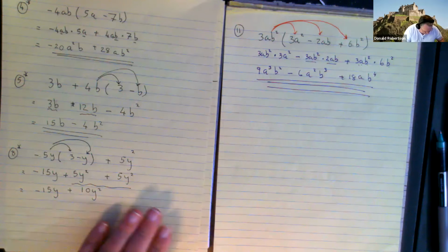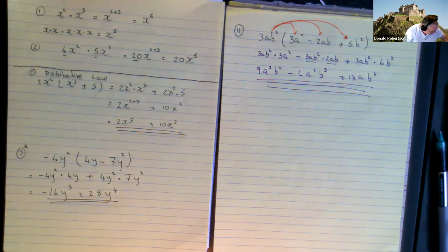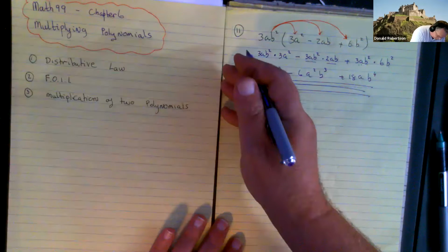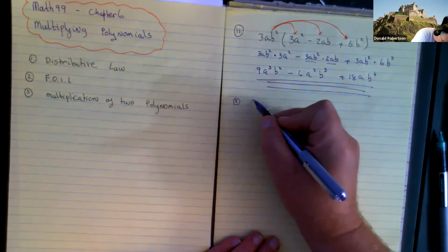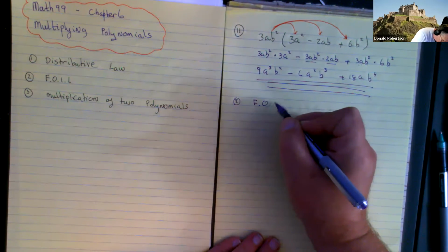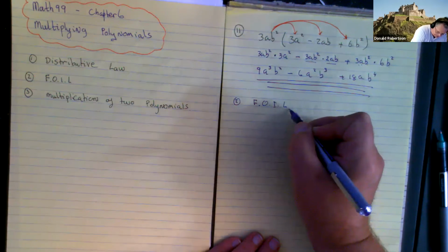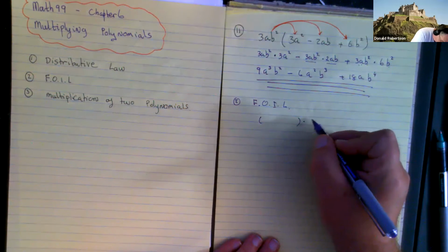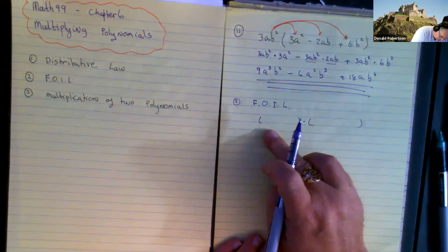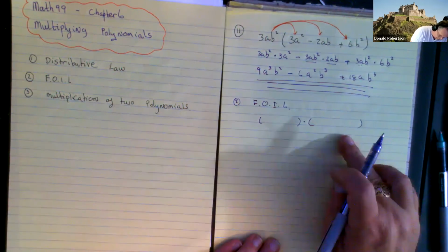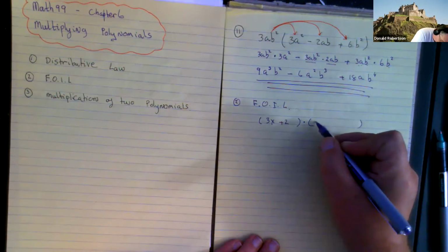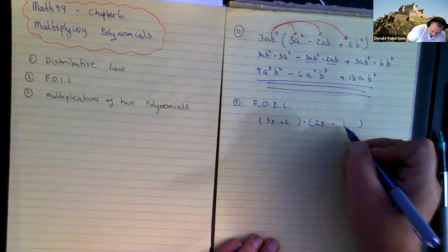Okay, now we're going to look at 2 more situations, a little bit more complex. We're going to look at FOIL. So FOIL, F-O-I-L, that's used when you have a calculation where you don't have one set of brackets, like a term times a bracket, but 2 separate brackets. So you might have 3x plus 2, 2x minus 1.